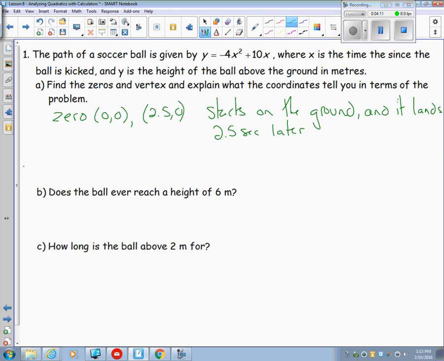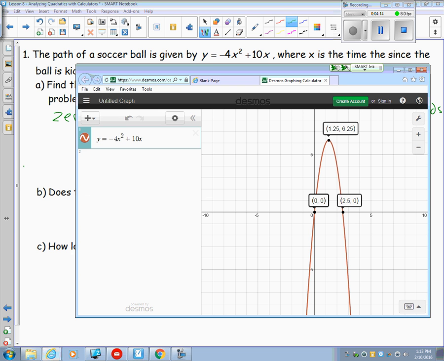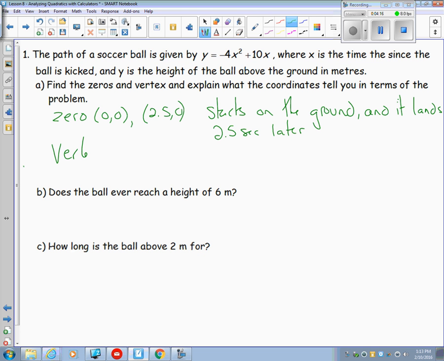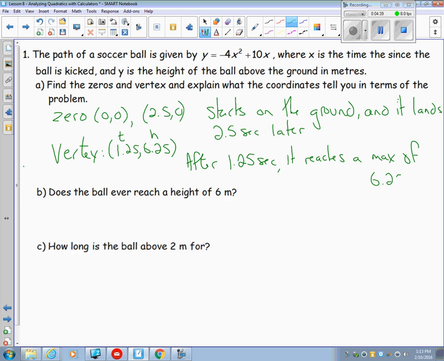Okay. Our vertex, we touched that one, we got 1.25 and 6.25. So vertex, 1.25 and 6.25. What does that mean? Well, remember this is your time right here, right? This is your height. So after 1.25 seconds, it reaches a max of 6.25 meters. And I can do that without having to draw it out by hand, without having to do any calculation, any algebra. I like the technology, it does a lot for me.